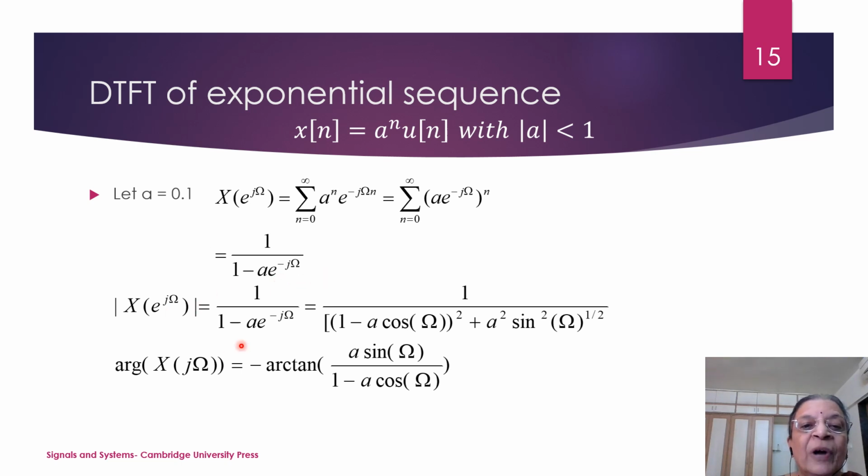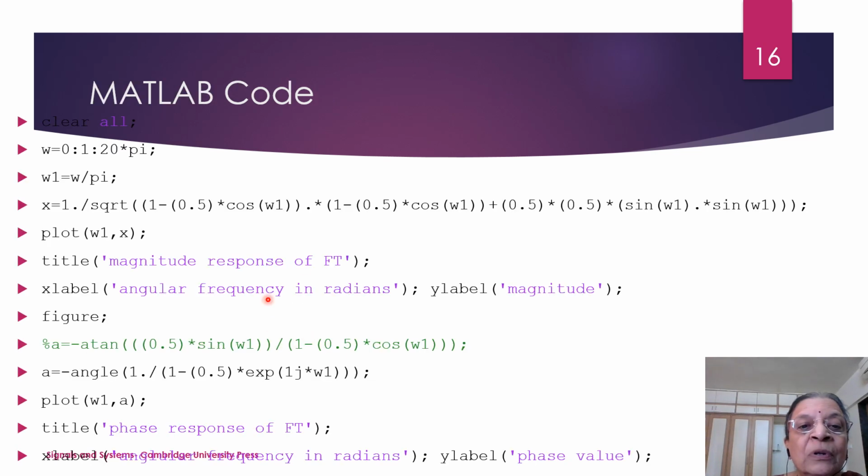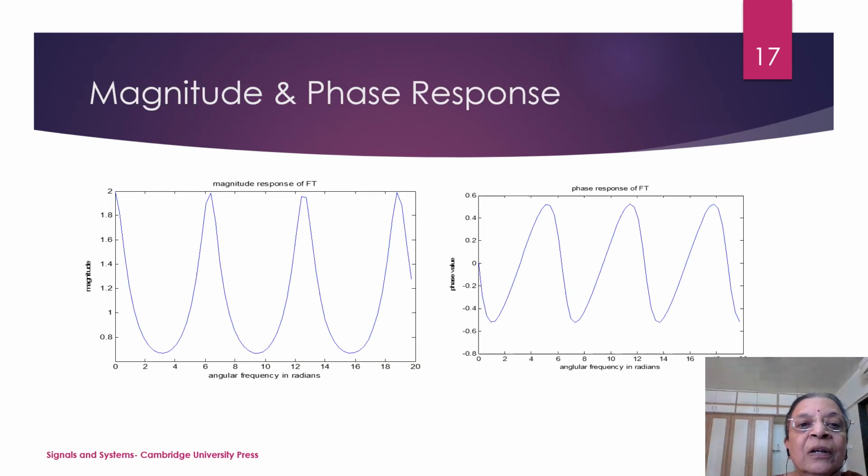For the magnitude part, I can write the magnitude of this function. If I calculate the magnitude, it is represented like this. And the argument, meaning the corresponding angle, will be equal to the imaginary part divided by the real part. So this is minus arc tan of a sine omega divided by 1 minus a cos omega. If I write the MATLAB code to represent the corresponding equations, and find the corresponding magnitude and phase response, it would look like this.